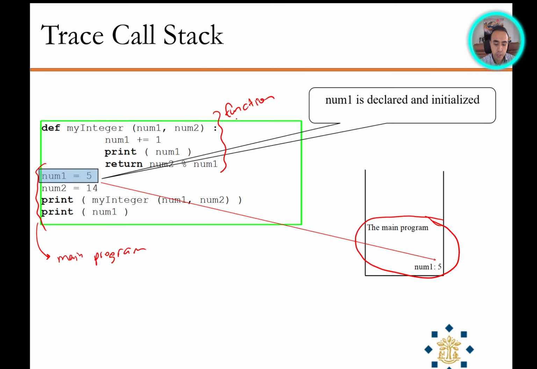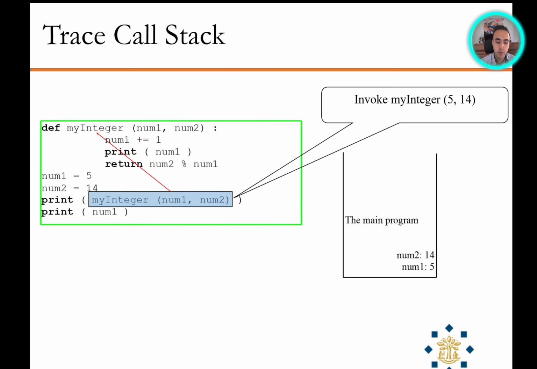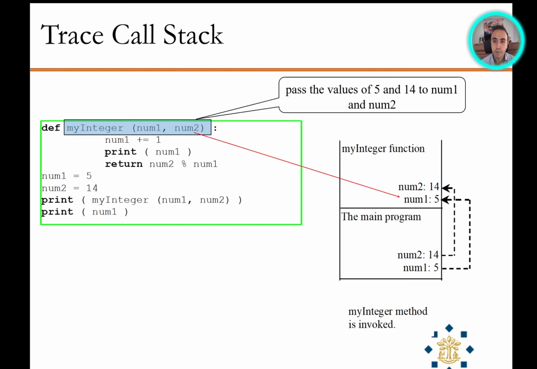So we defined the function and we start to code from this guy. So num1 is declared and initialized. Here we have num1 equals 5. Next, num2 is declared and initialized. We are still in the main program. So num2 is 14. Okay. And then we go and invoke myInteger with 5 and 14 as the parameters. So we invoke myInteger 5 and 14.